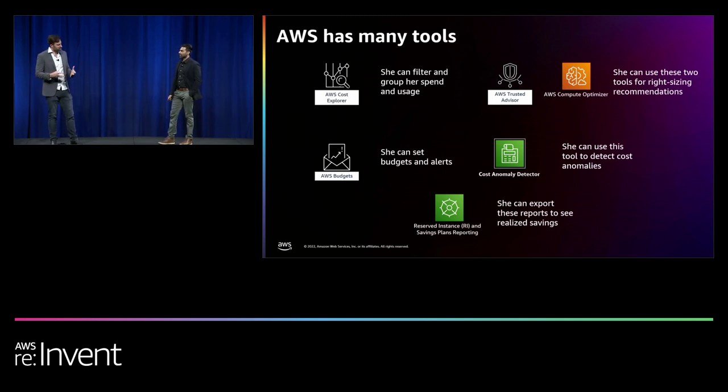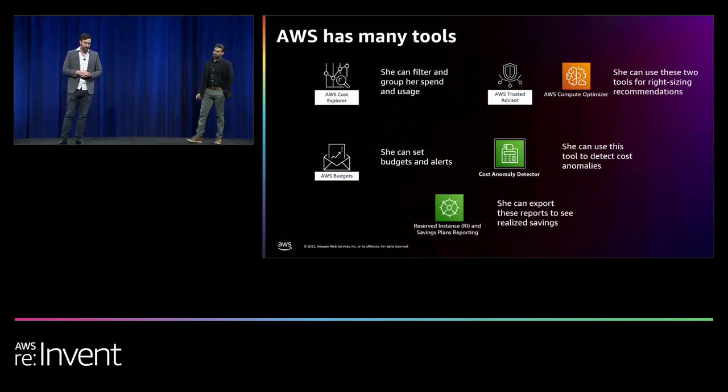And that can be really important, especially if you're just looking at monthly data, right? Oh, great, we spent $100,000 one day by accident a month ago. Yeah, it's a little late to find that out. So cost anomaly detection really helps Amy figure this out.